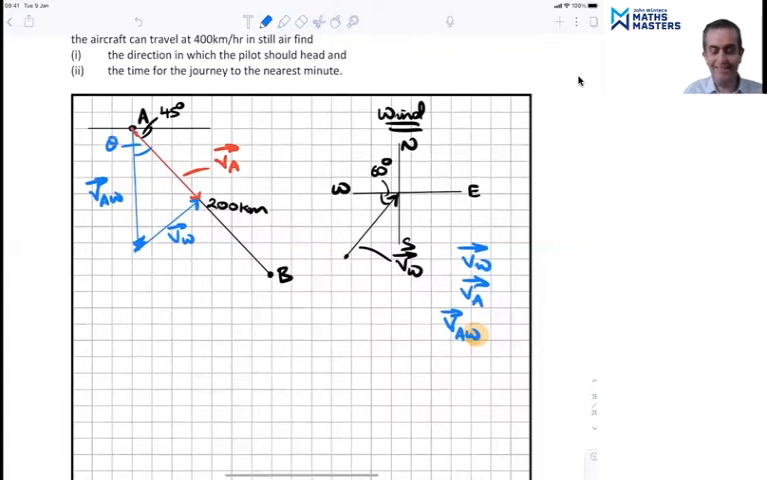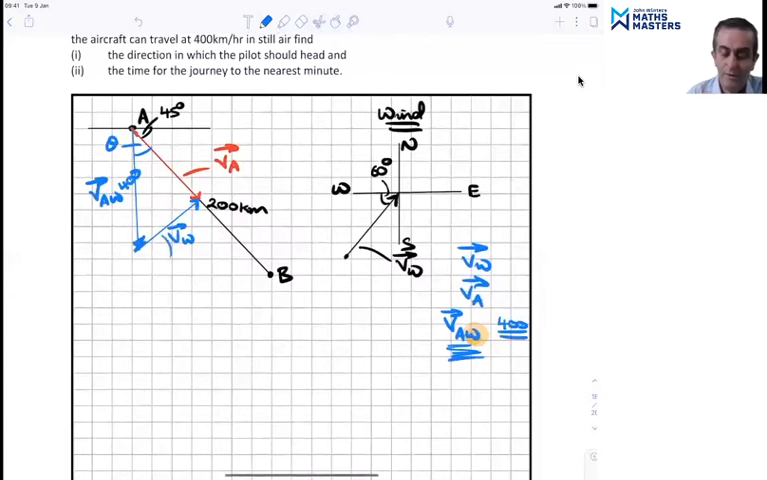Let's call it theta. Because if I can find out what theta is, I can add it to 45, and that tells me the heading of the aircraft relative to the wind. Now, what do we know? Well, we know that in still air, if there was no wind, the aircraft can fly at 400 kilometers per hour. So that means that this side here is 400.